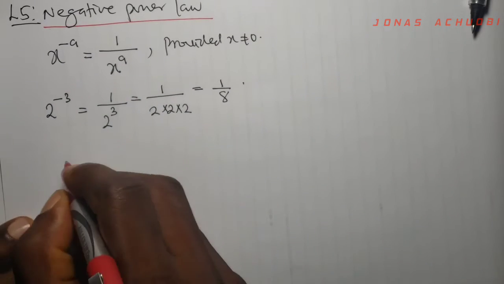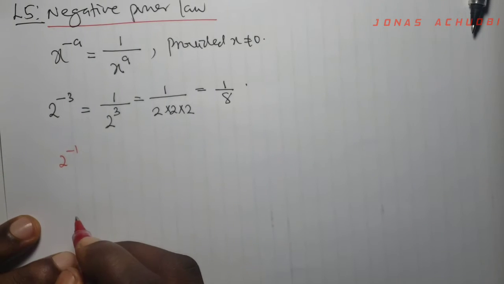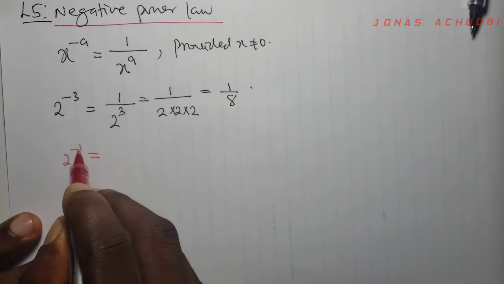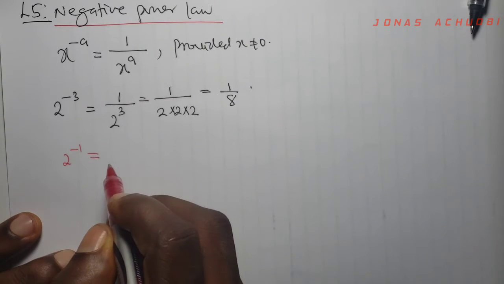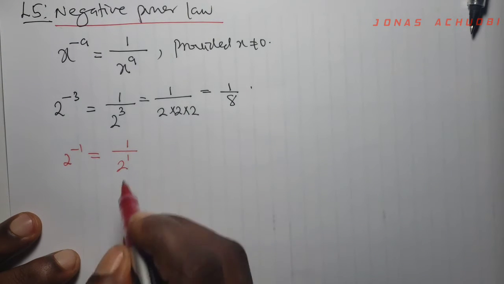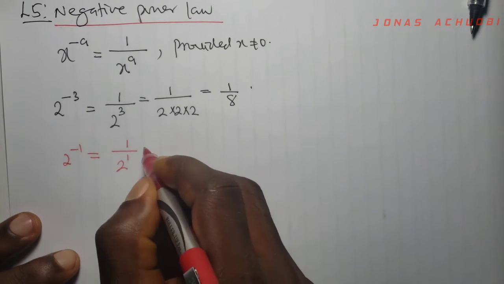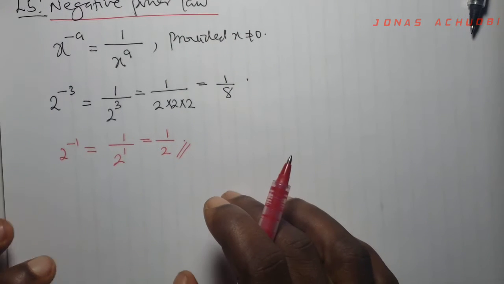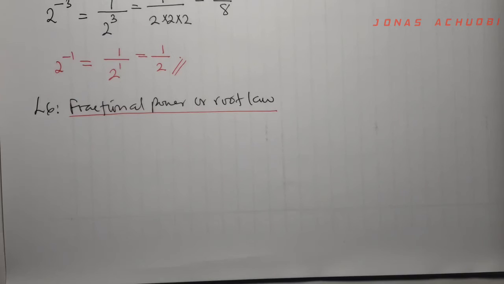8. Another example, if we have 2 raised to the power minus 1, here also the power is negative 1. So by this law, we simply write 1 divided by 2 raised to the power 1. But 2 raised to the power 1 is 2. So this is nothing but 1 all over 2. So we've applied the negative power law.